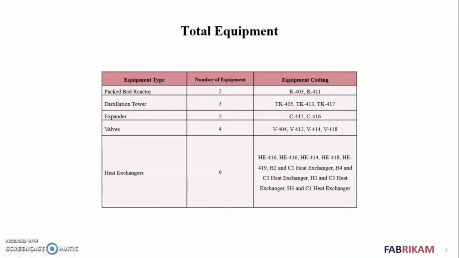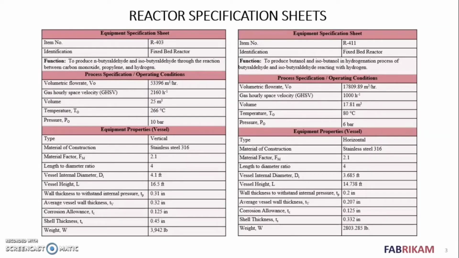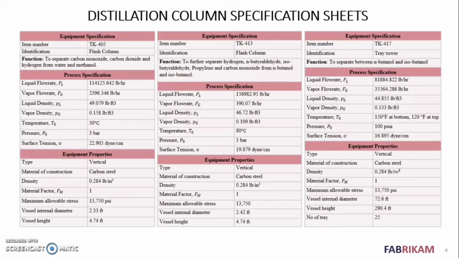There are 20 pieces of equipment in this plant, consisting of fixed bed reactors, distillation towers, expanders, valves and also heat exchangers. These are the reactor specification sheets where both of them are fixed bed reactors. The first reactor is to produce n-butanal and isobutanal, while the second reactor is to produce butanol and isobutanol.